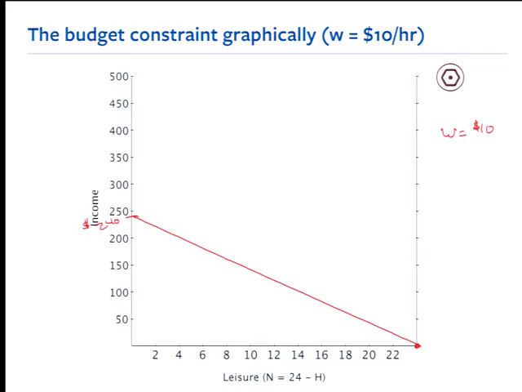Does this look different from the budget constraints we've drawn so far? No, it even has the same color, right? It's a budget constraint. This is if you spend all your time working, how much income you can get. This is if you spend all your time leisuring, how many hours of leisure you can get, right? It's a regular budget constraint.